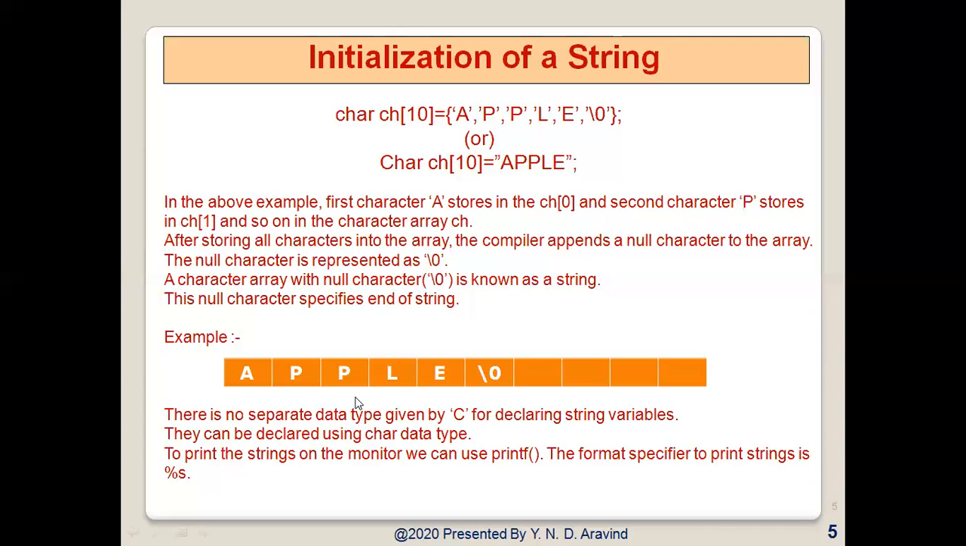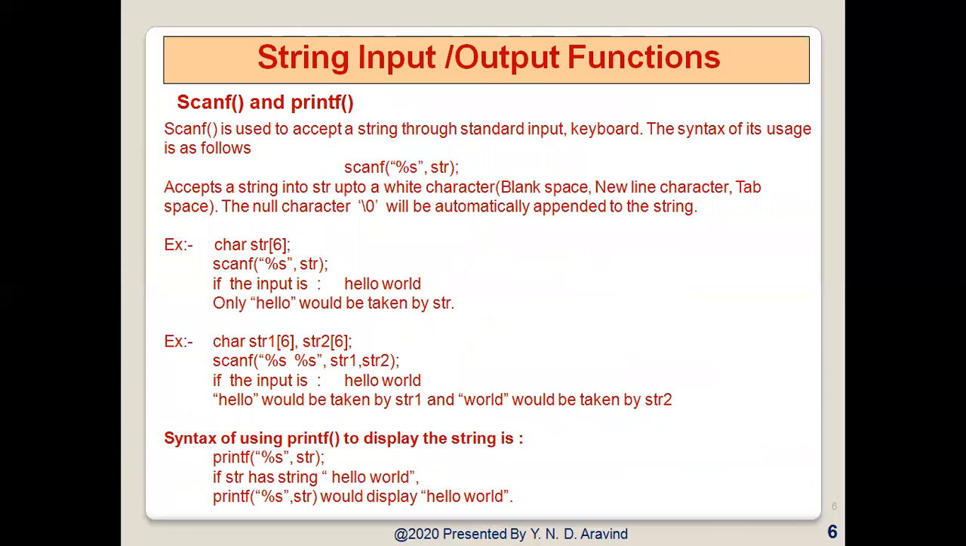There is no separate data type given by C for declaring string variables. You can only represent it as an array of characters; there is no separate data type like string. So they can be declared using the character data type only. To print the string on the monitor, we can use the printf command. The format specifier to print the string is %s.